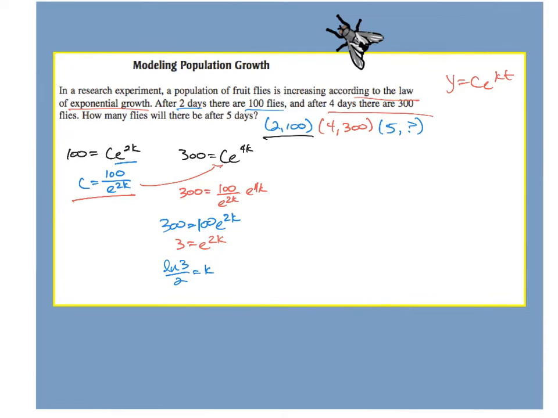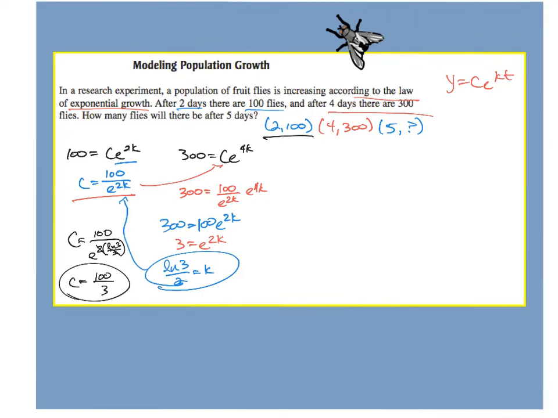Well, now that I have K, could I solve for C? Yeah, I sure could. So when I solve for C, I'd end up with C equals what? 100 over e to the 2 times natural log of 3 over 2. Now, these 2's cancel, which is kind of nice. What else cancels? I have e to the natural log 3, which is actually just 3. So C is equal to 100 over 3.